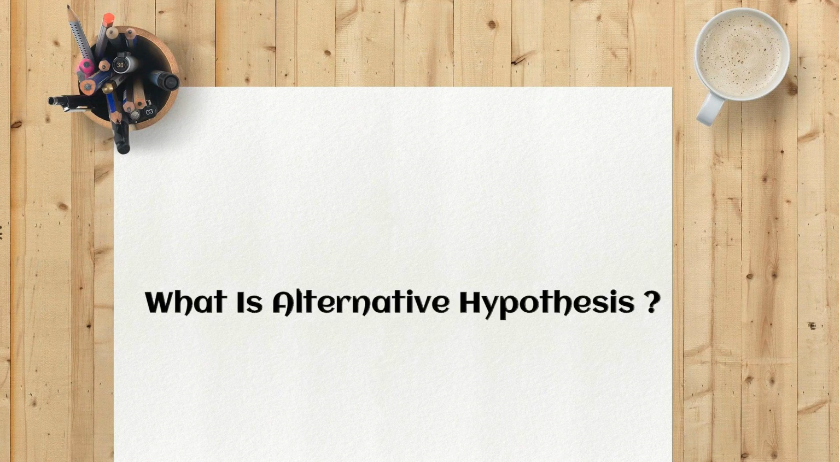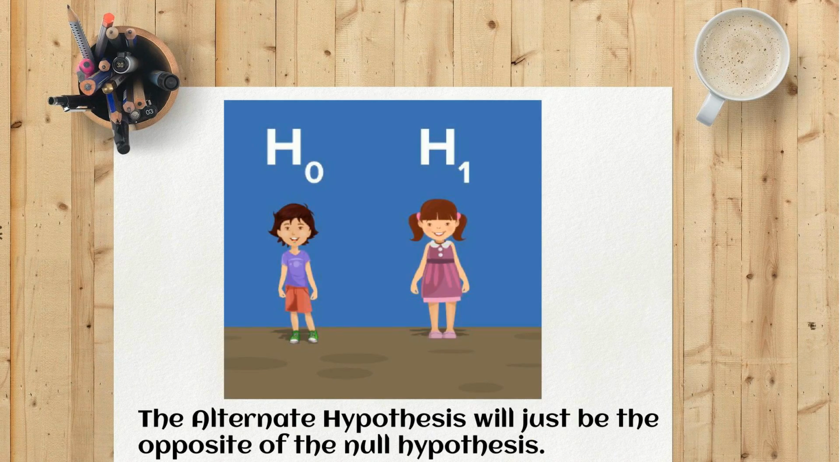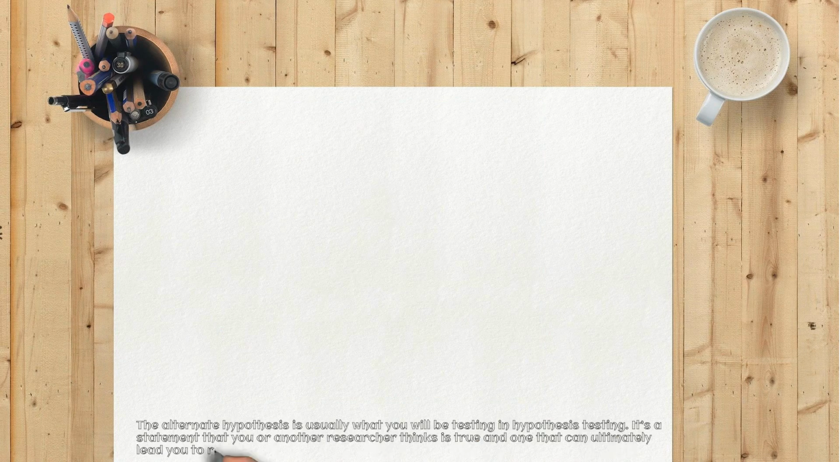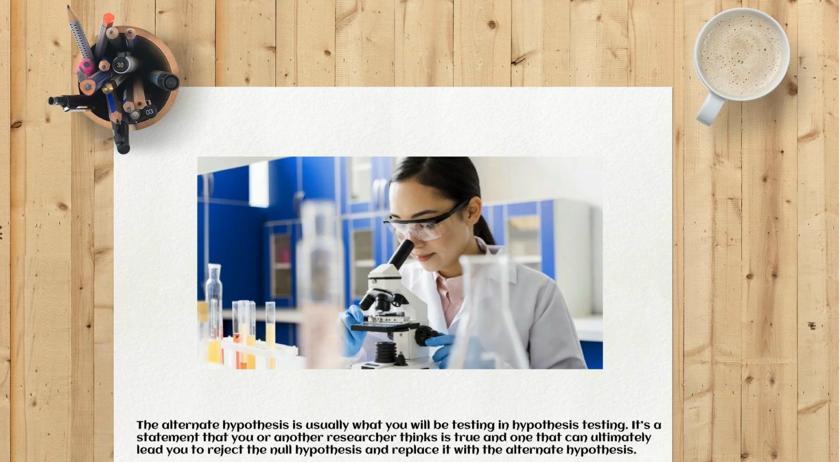What is alternative hypothesis? The alternate hypothesis will just be the opposite of the null hypothesis. The alternate hypothesis is usually what you will be testing in hypothesis testing. It's a statement that you or another researcher thinks is true and one that can ultimately lead you to reject the null hypothesis and replace it with the alternate hypothesis.